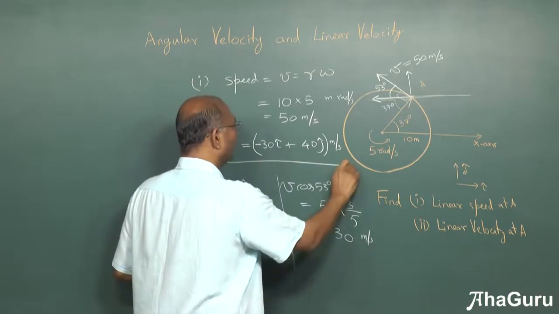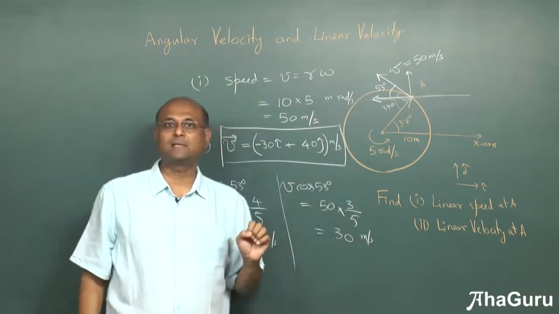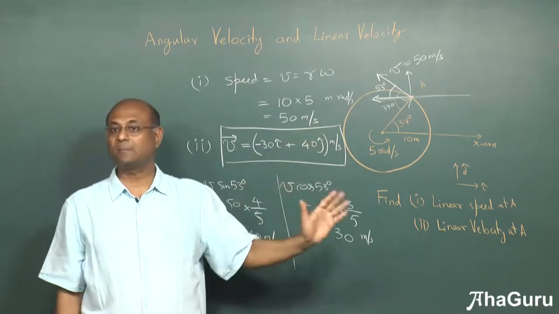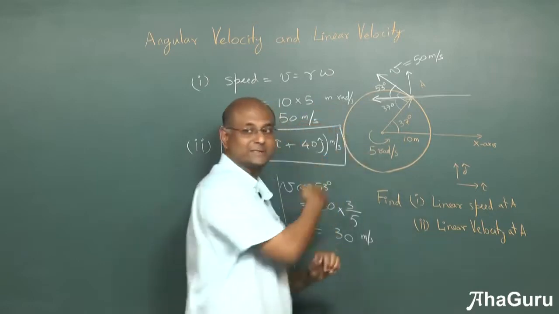So this is how you will convert from speed to velocity with its vector components. Very, very important. The velocity components here are very different from the velocity components there.